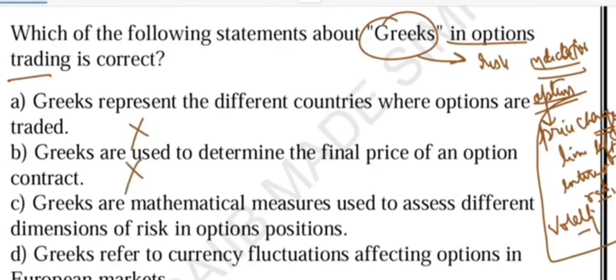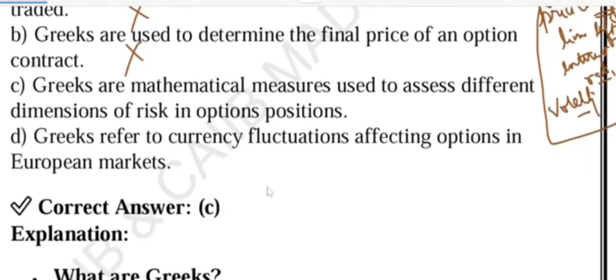Like if a stock price goes up or down. I told you these are the factors. So how the price will change, that is what Greeks tell you. Option C says they are mathematical measures used to assess the different dimensions of risk in option positioning. Yes, that is absolutely correct, because the Greeks help the option trader manage the risk. In one word, I will say, they help the option trader manage the risk.